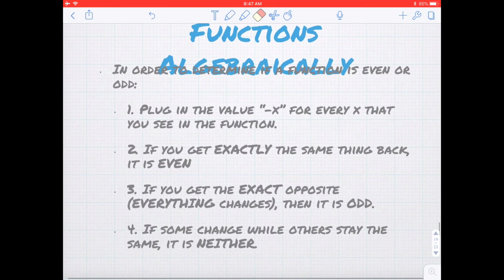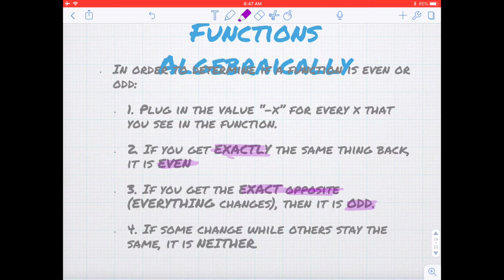All right, so now how do we go to an algebraic approach? Well, step 1 is to plug in the value negative x for every x that you see. So you're literally going to evaluate negative x. If you get exactly the same answer back, it is even. But if you get the opposite, so it has to be an exact opposite, which means everything changes, then your function is odd.